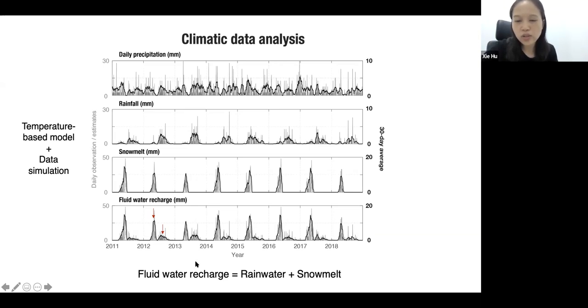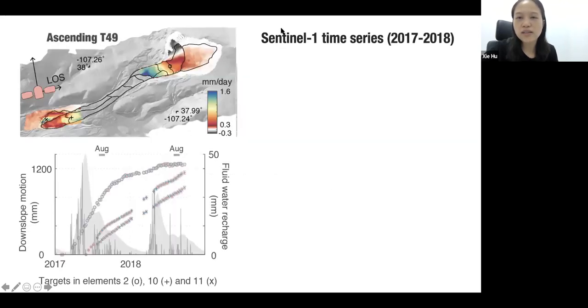On the multi-annual time scale, we see 2013 and 2018 are two low water years. And then we see how landslides respond to the hydroclimate variability. From the Sentinel-1 time series, we pick a target over the head, in the circle. It shows a pronounced slowdown in response to the low water year of 2018. But this trend is not evident for the target we picked from the toe area.